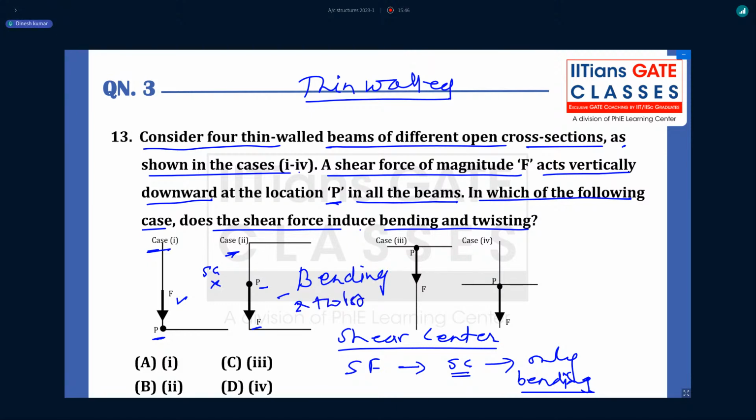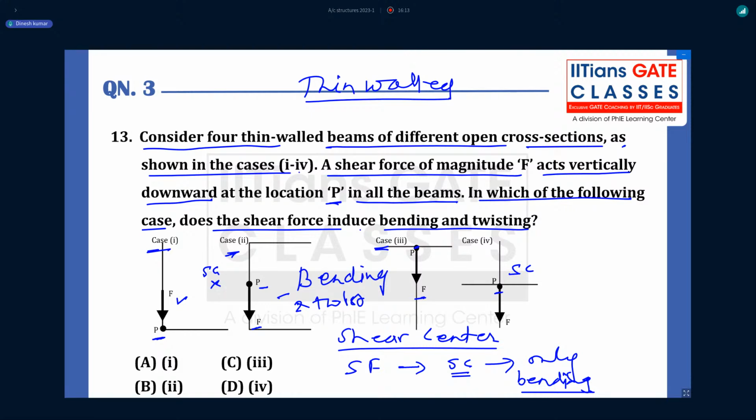Okay. Now look at case 3. For case 3, P is the shear center. We know it's a T section, and if F passes through P, it will create only bending. And case 4 is a cross, right? For the cross also, P is the junction and P is the shear center.